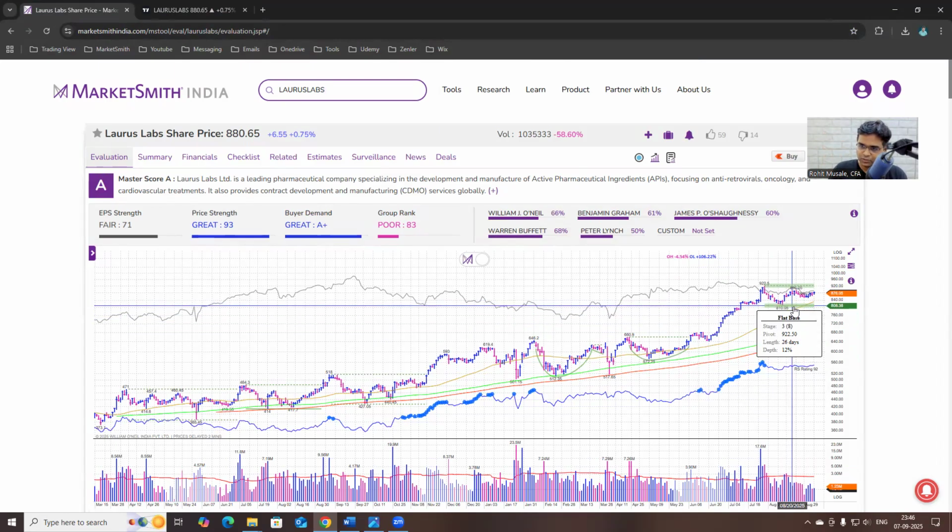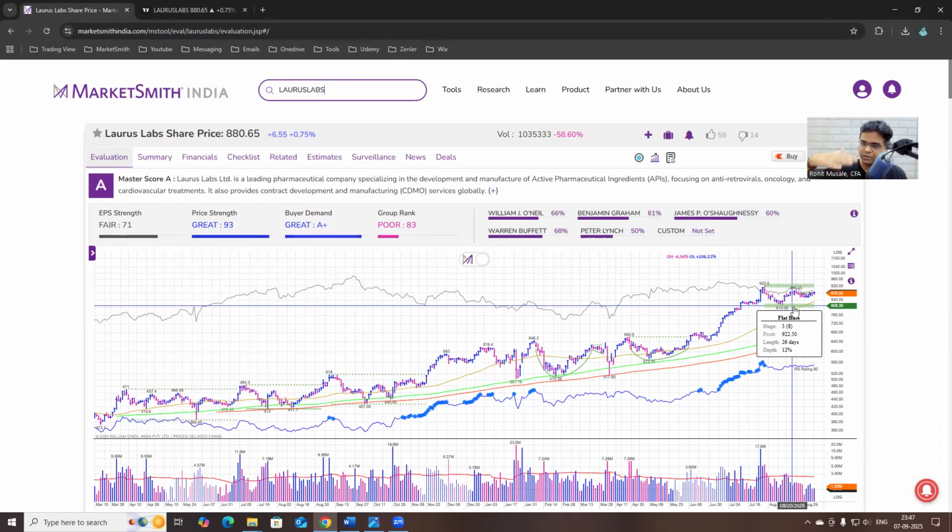Now the question is, what is this stage 3 bracket 8? First thing I want to tell you, when they say stage, just replace it with base. So it's a base. It's not a stage. Okay. I think MarketSmith needs to make that correction. But I am telling you it's a base. It is base number 3.